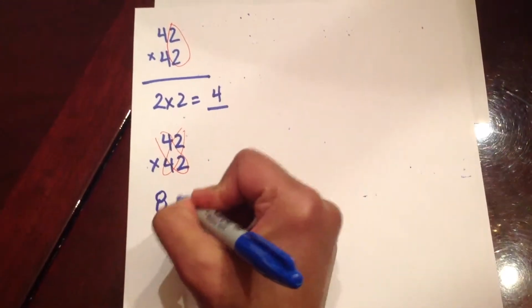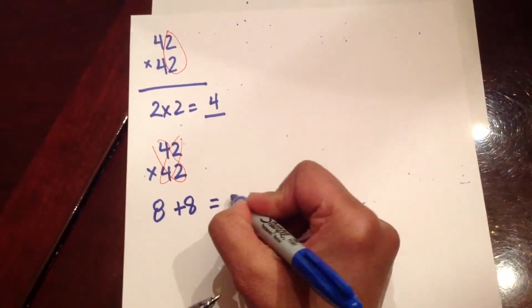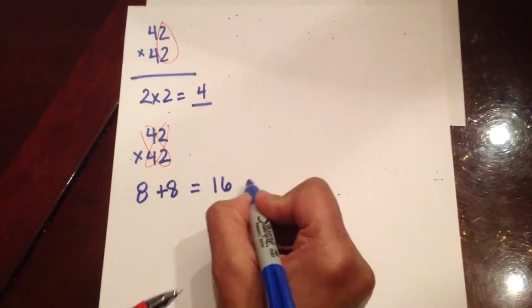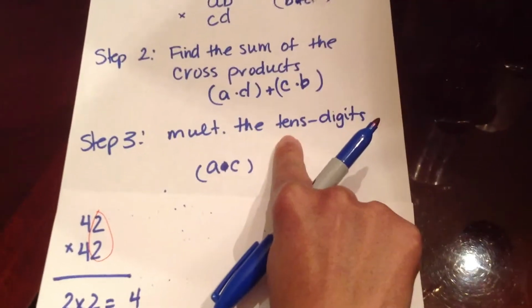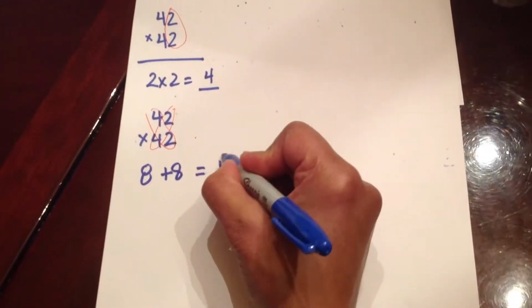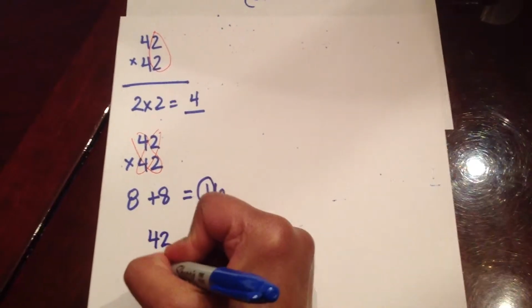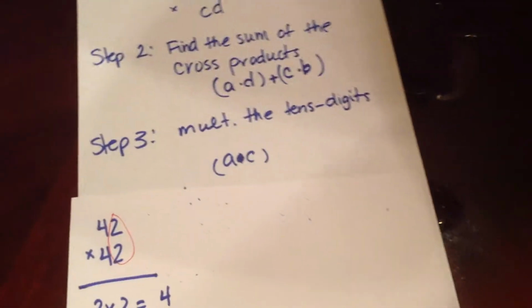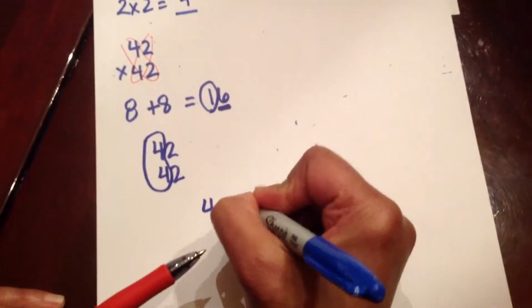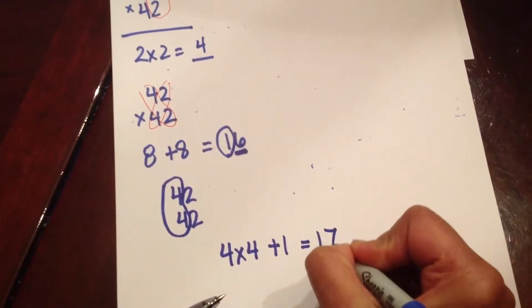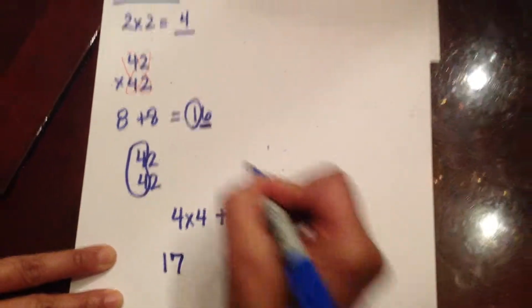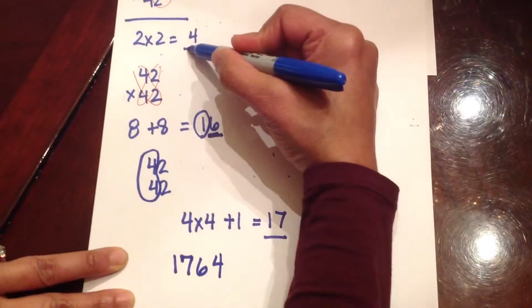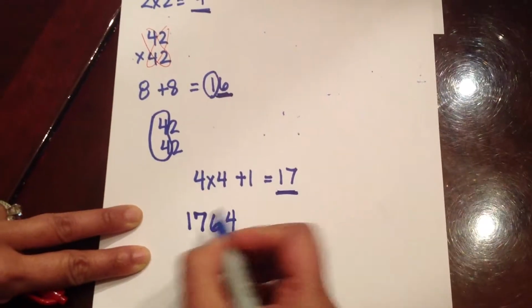So we're going to multiply 4 times 2 is 8. And 4 times 2 is 8 again. And we're going to add that and we're going to get 16. 16 is greater than 9. So what we're going to do is we're going to keep the 6. But when we do our next step, which is multiplying the tens digit, we're going to take this 1 and add it to that. So we're going to take 42 and 42, multiply the tens digit, 4 times 4, add this 1 to it, so we're going to get 17. So our answer then will be 1,764. Once again, this is the ones place, this is the tens, and then this is the hundreds and the thousands.